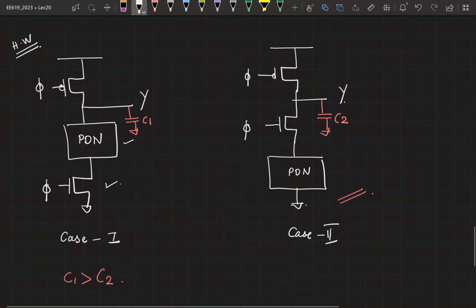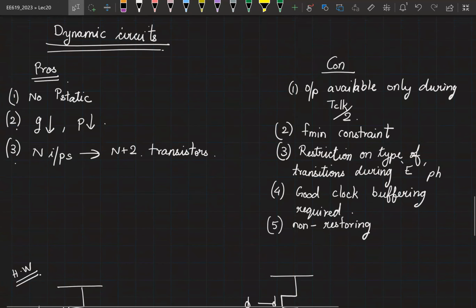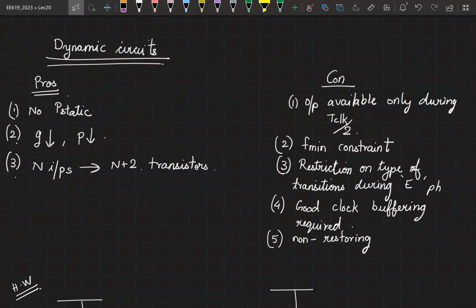Now dynamic circuits are used in situations when you really want to improve the clock speeds, right? So this is used in GPUs, graphical processors and all, where higher clock speeds are required. You will have to be careful whenever you use it, because there is a minimum frequency constraint, as well as constraints because it's non-restoring in nature, it has to be properly isolated from glitches. But with the help of dynamic circuits, they have been able to increase the speed of processors a lot.